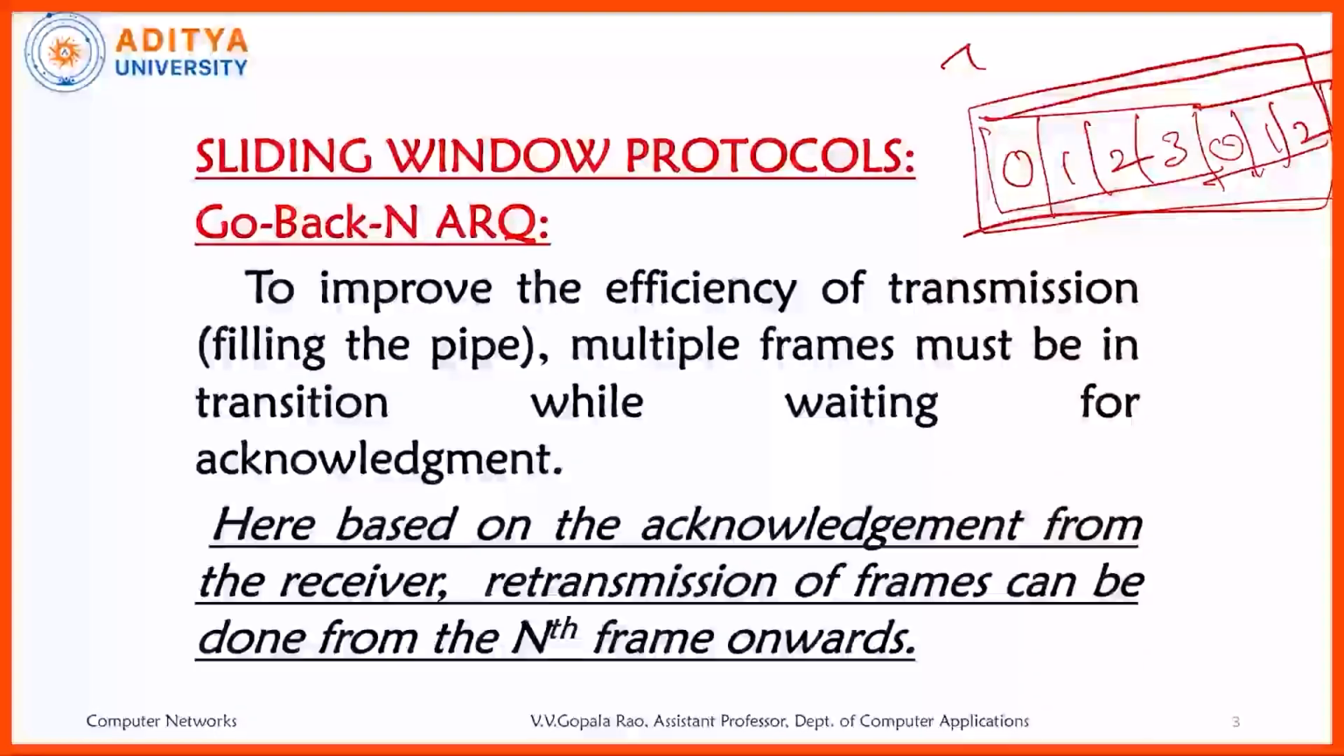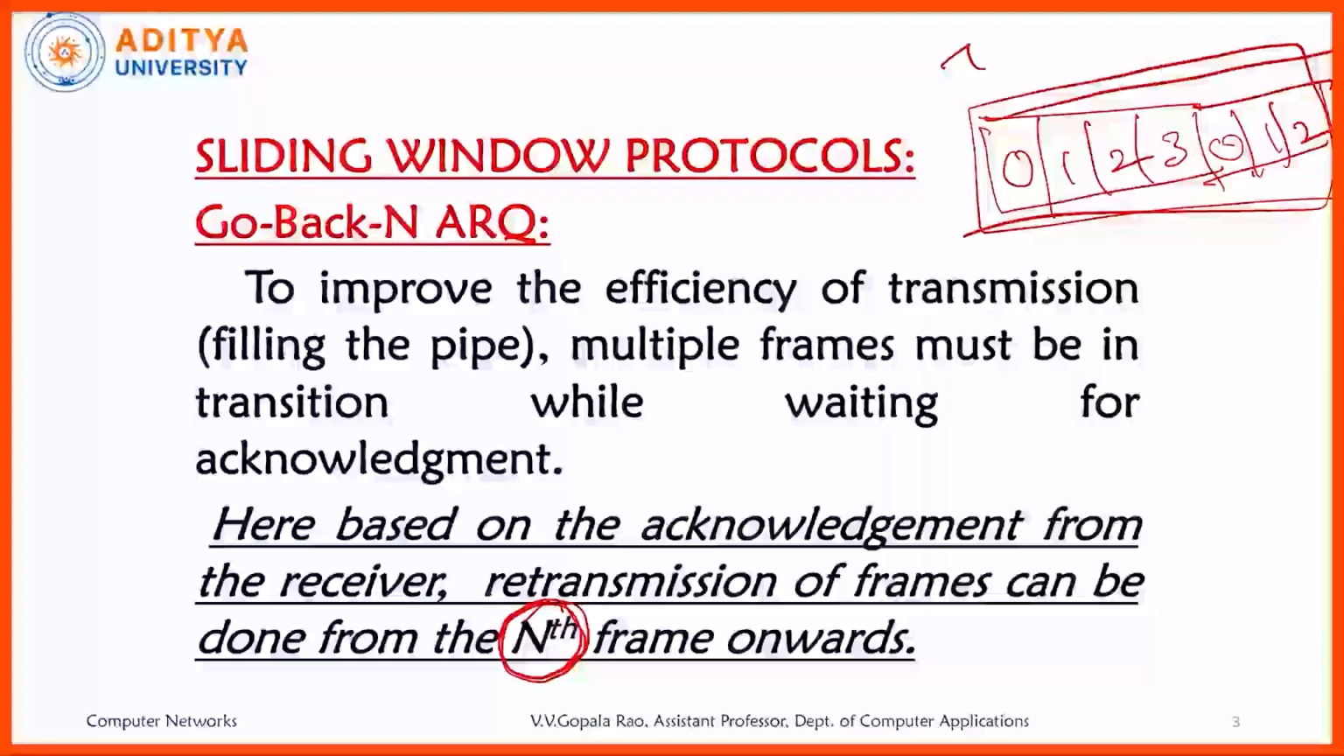Now one more important point is mentioned here, which is underlined. Based on the acknowledgement from the receiver, retransmission of frames can be done from the nth frame onwards. Actually, Go-Back-N means here N is nothing but the frame that is requested by the receiver. From that frame onwards, he is interested in getting all the frames, from the Nth frame onwards.